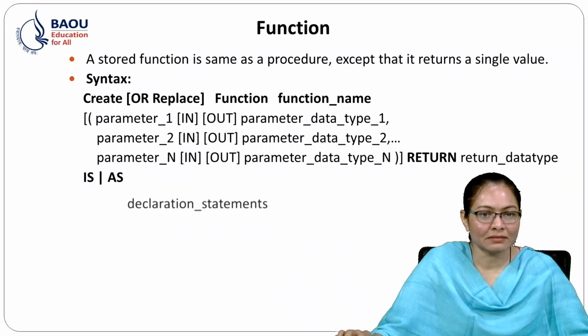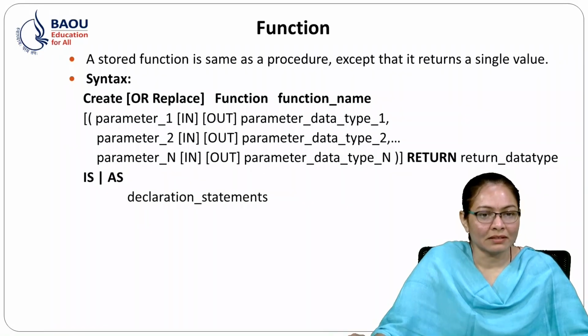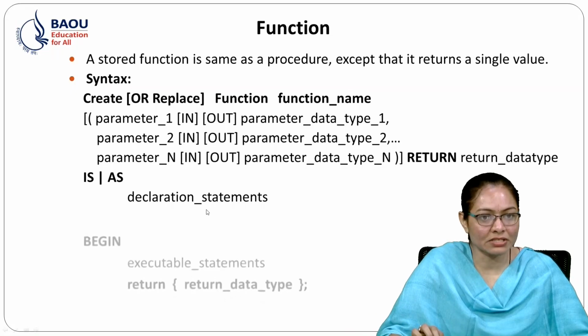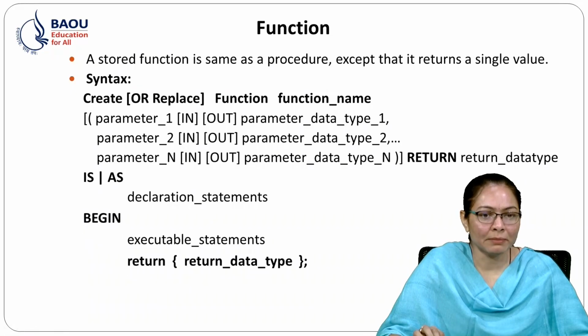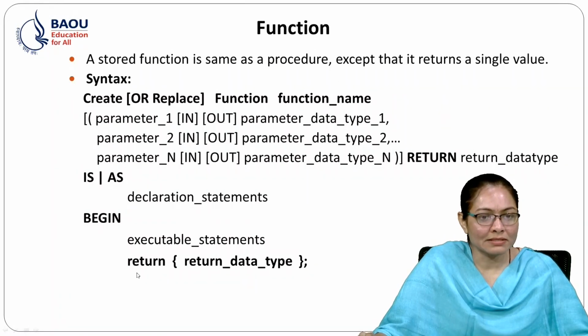Now, IS and AS. After that, it is the header part. After that, you can declare your variables here, the declaration statements. Now, in the BEGIN statement, your logic is defined here, the executable statements. After that, the function must return a value, so the answer will be returned to the calling function. So, RETURN, then return type, and then semicolon.